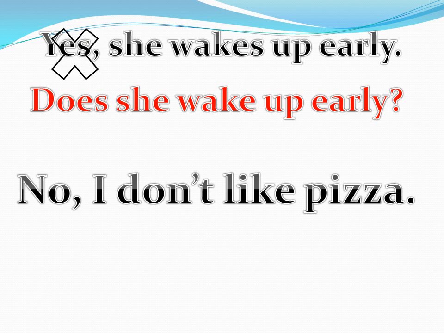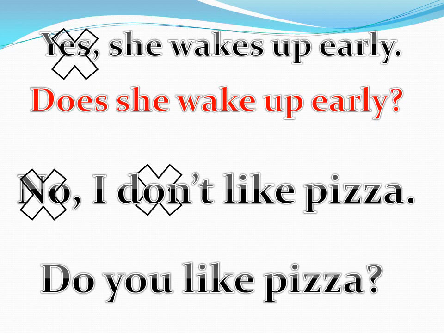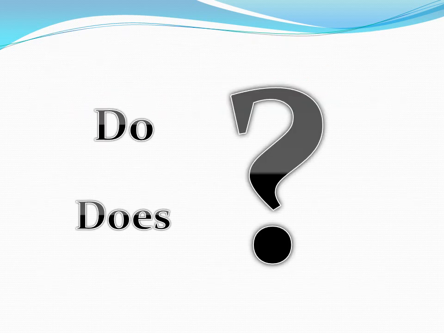Here another sentence. No, I don't like pizza. Here we will remove two parts, no and don't. What would I do? Here the sentence starts with I, so we will ask using do. And if we have an I in the question, it turns into you. Okay, I have to ask you, so you will say: do you like pizza? And of course, you shouldn't forget the question mark, the big question mark.